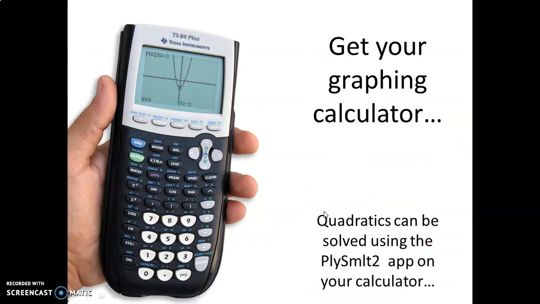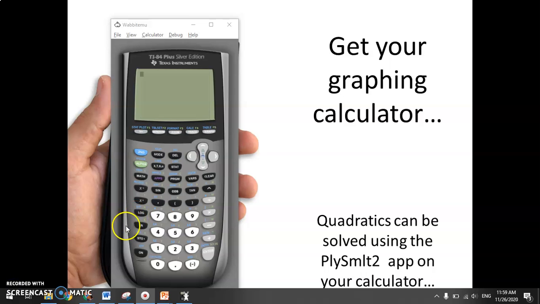Okay, you can also do this on your calculator. Unfortunately my calculator doesn't have the proper app, but I'll show you how to do it. You're going to press the purple button here, apps. Once you're in apps, you should see a list of apps. Mine doesn't have it, but I think it's number 9 on your list, and it says PLYSMLT number 2, Polynomial Simulator number 2. Click on that. Once you're in there, you're going to have two options. Number one is poly root finder, and number 2 is simultaneous equation solver, I think.